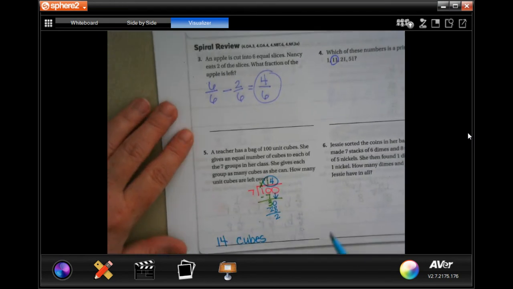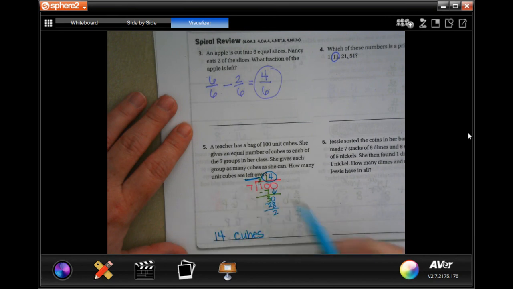Oh, I'm sorry, guys, but it's asking how many are left over. I misread that. So your remainder is how many are left over.